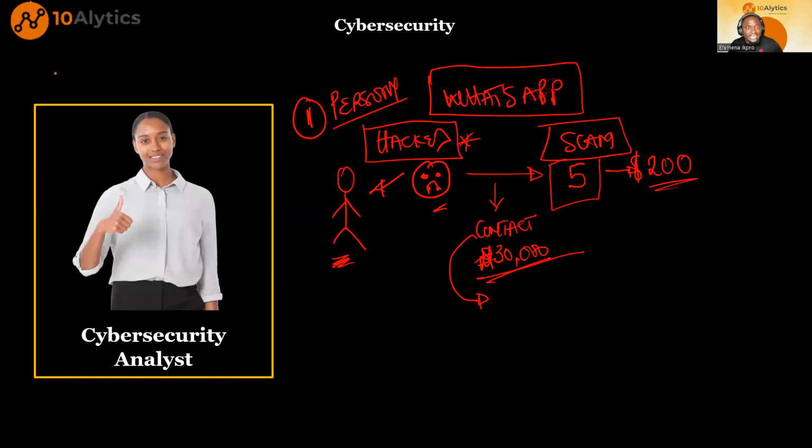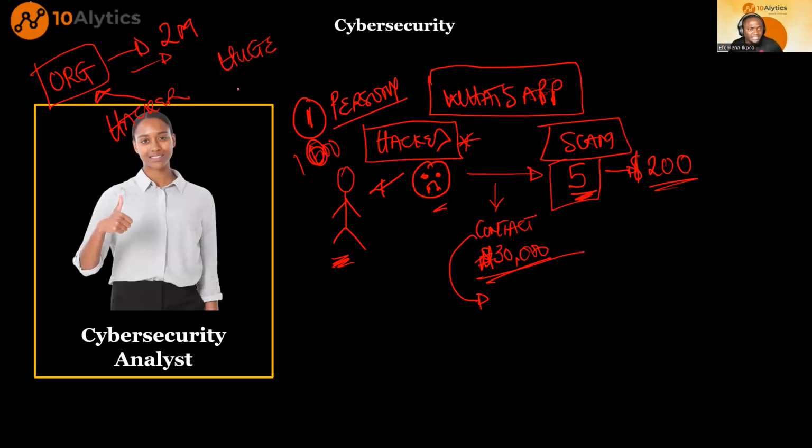Now imagine an organization, a business, with maybe 500 or 1,000 people in the contacts. And just that day, they were able to scam about 5 people. Now imagine an organization that boasts of a 2 million customer base. If a hacker can hack the organization and gain access to 2 million of their customers, that's huge in terms of liability. They can steal as much as possible.